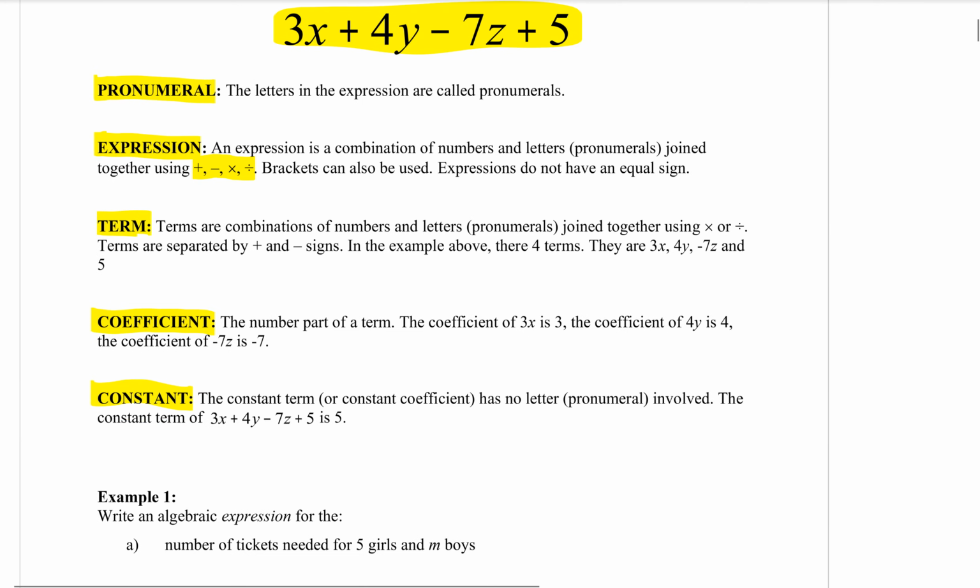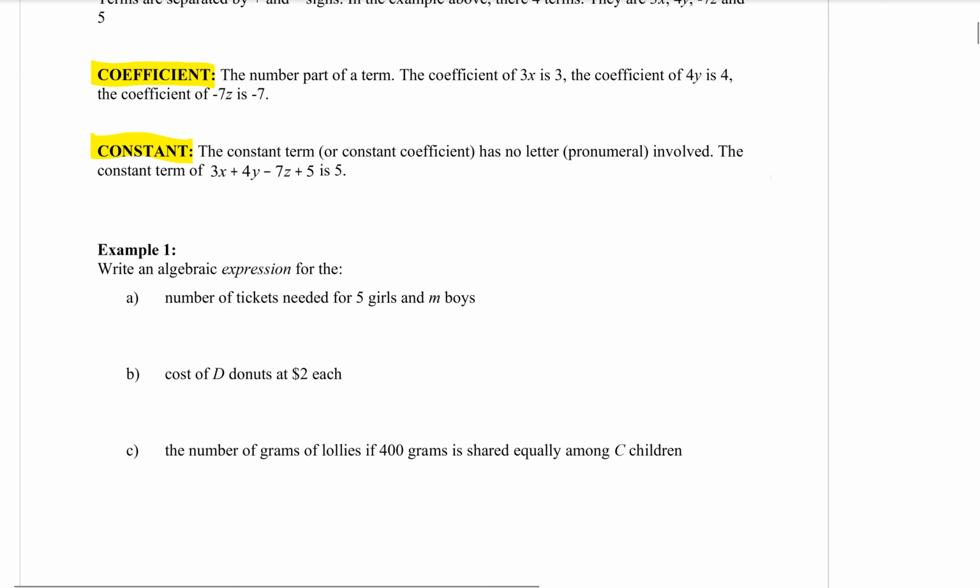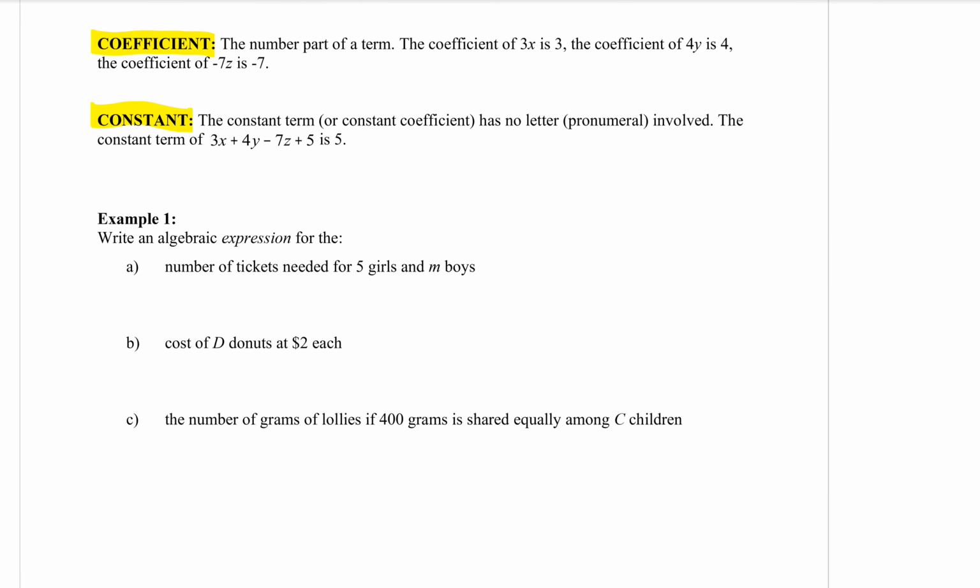Alright, now that you know what all of those words mean, we want to do some examples. So it says, write an algebraic expression. Okay, it means we're going to be writing something down like that, 3x + 4y. We're going to be writing an expression with letters in it to represent each of these things here. The first one says, the number of tickets needed for 5 girls and m boys.